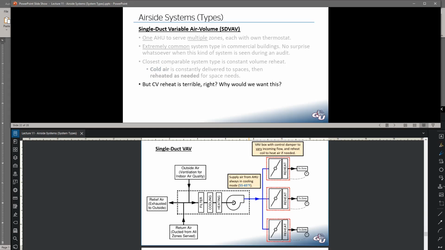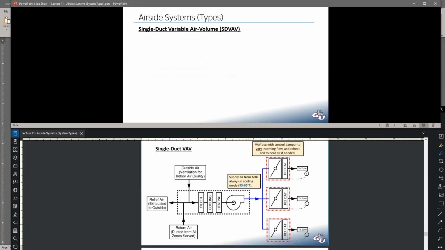So why would we want this? And why do they still allow single duct VAV systems? The big reason is now we're varying the cold air. It's in the name, variable air volume, or VAV, through opening and closing some control dampers.